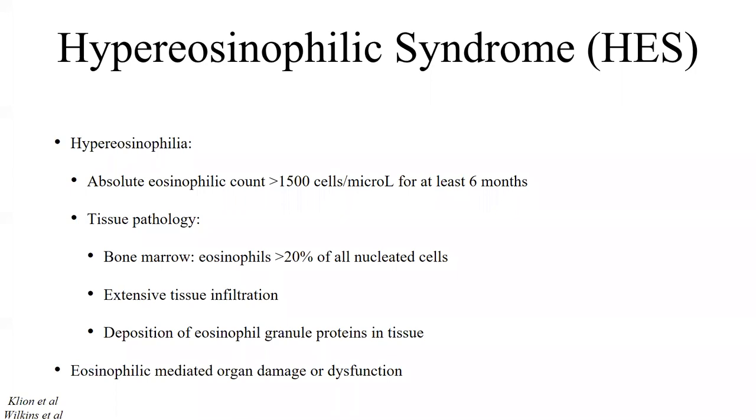They're fairly rare. There's basically an elevated eosinophil count for at least 6 months. Tissue pathology shows a large number of eosinophils in the bone marrow, greater than 20%, and extensive tissue infiltration. And of course you'll see deposition of the granule proteins in tissue, and then there'll be end organ damage from all this inflammation.